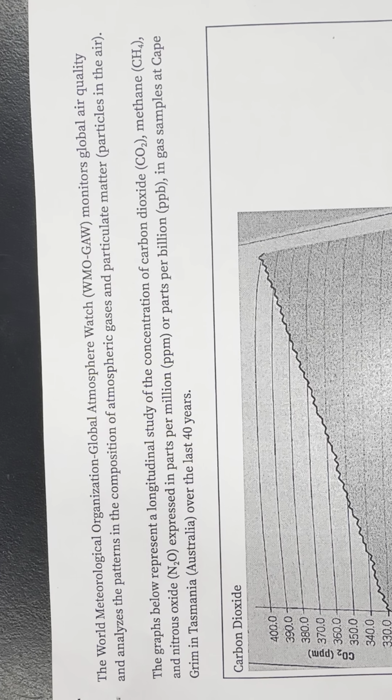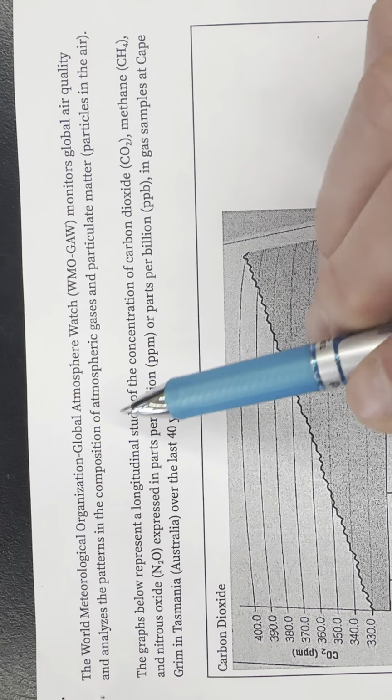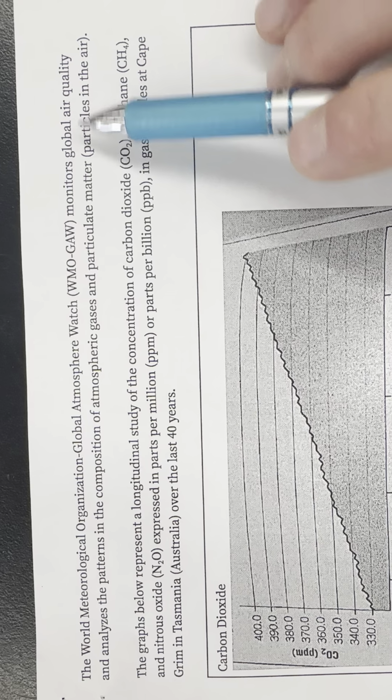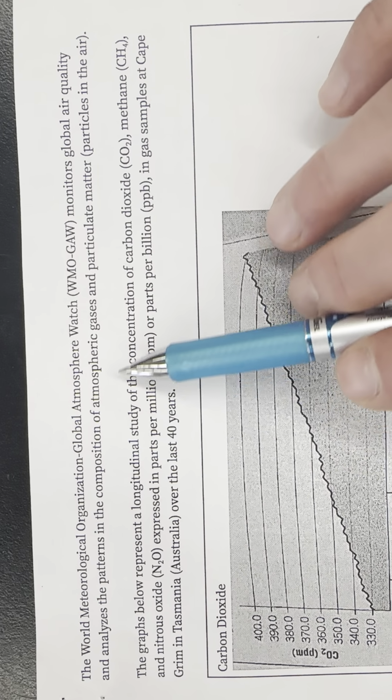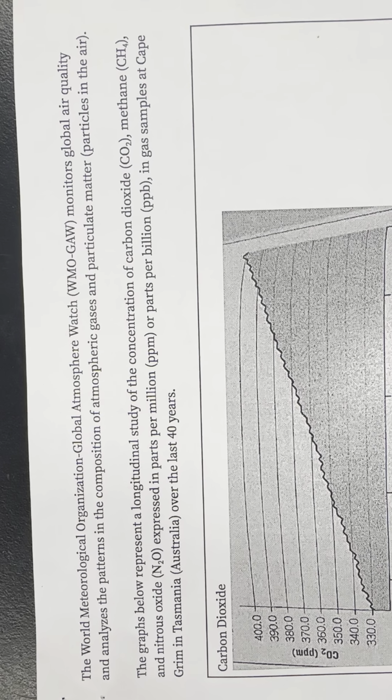Okay, so part of the assignment that you're going to be working on today involves analyzing some data. That data is coming from the World Meteorological Organization Global Atmospheric Watch, which is a group that monitors global air quality and analyzes the composition of atmospheric gases and particulate matter. This is particles in the air.